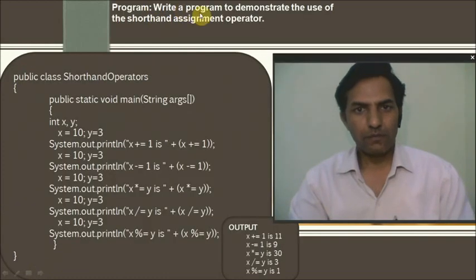Here I have written one program to demonstrate shorthand assignment operators. public class ShorthandOperator, then curly braces, public static void main. So the main function starts from here.